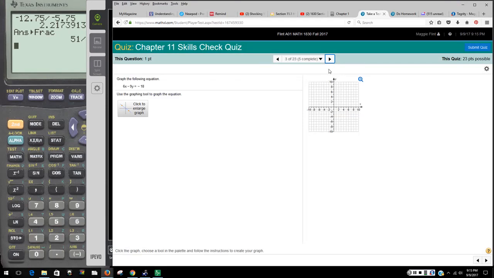And the next question says, graph the following equation. Okay, to graph the following equation, we have 6x minus 9y equals negative 18. Now, there's a couple of different ways that we can approach that problem.